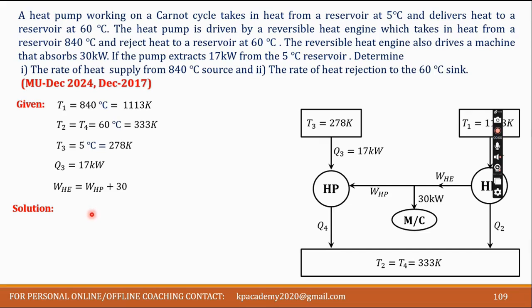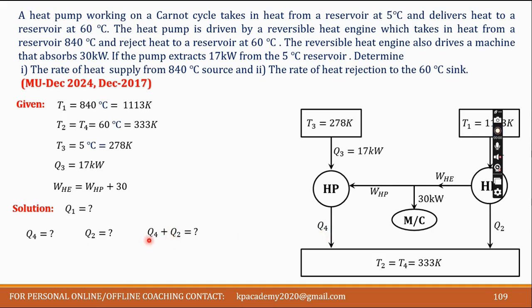Now let's solve the problem step by step. The very first thing that we have to find out is Q1. Q1 is the first unknown for this problem. Next we have to find the rate of heat rejection to the sink. So Q2 and Q4 are unknown over here, and we have to find the total amount of heat rejected to the sink, that is Q2 plus Q4. So step by step we will find Q2 and Q4.